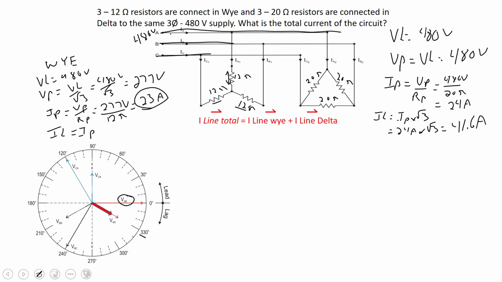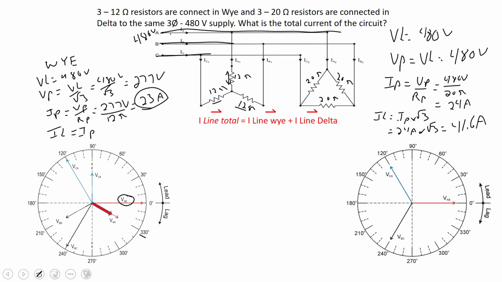Let's go ahead and plot these values out on the phasor diagram. So I have my voltage VAB as the reference. My phase current of 24 amps is right in phase with voltage VAB, as that is the line voltage and phase voltage. It's a resistor. So I put that on there.